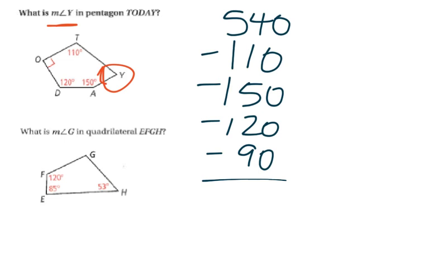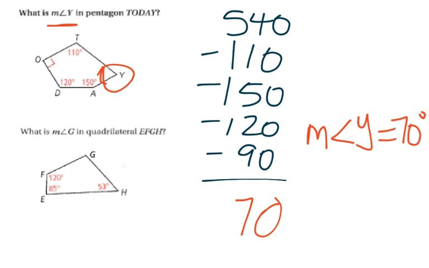So we're going to get our calculator out, and we're just going to do this problem. You can do it all at once. Just take 540 minus 110 minus 150 minus 120 minus 90 and hit enter, and that'll tell you the answer. When you do all that, you get 70. So that's the measure of angle Y. And don't forget, that literally is what it reads. So when you write it, you could write the measure of angle Y is 70 degrees.